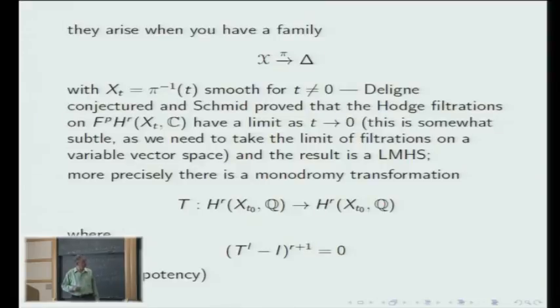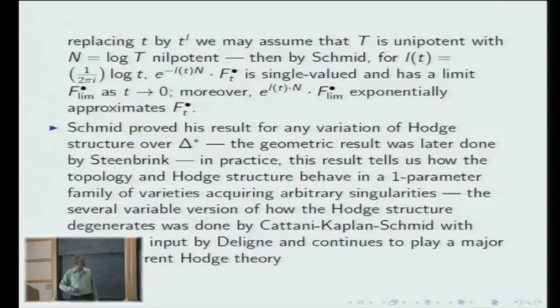Where this N comes from, by the way, is that the monodromy around a singular fiber is quasi-unipotent. The eigenvalues are roots of unity, which is again reminiscent of the previous talk. And just by taking a branched covering of the disk, you can assume that the monodromy is unipotent, so it has a logarithm. That's the N.